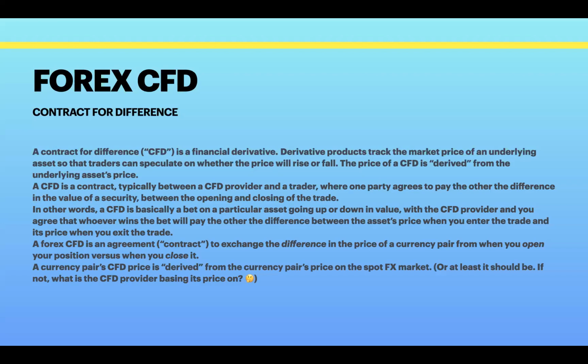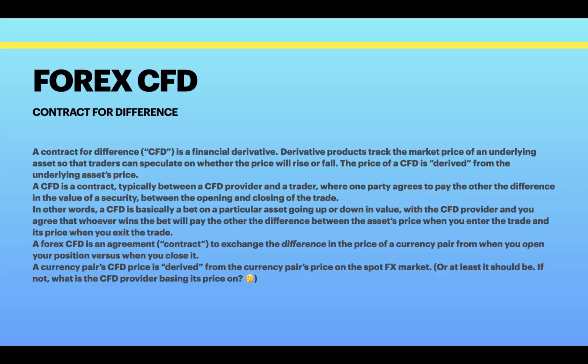A CFD is a contract typically between a CFD provider and a trader, where one party agrees to pay the other the difference in the value of a security between the opening and closing of a trade. So in other words, it's basically a bet on a particular asset going up or down in value with the CFD provider, and whoever wins that bet will pay the other the difference between the asset's price when you enter the trade and its price when you exit the trade.